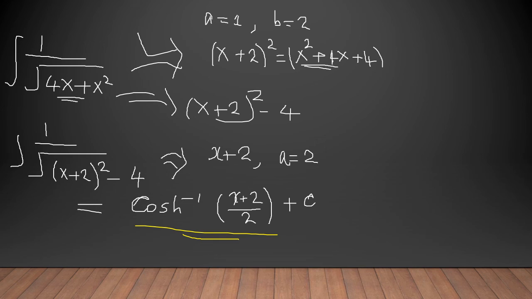So that's now the answer to this question here. It becomes the form cosh inverse of our x, in this case x plus 2, divided by 2, plus constant c. So that becomes the solution for that.